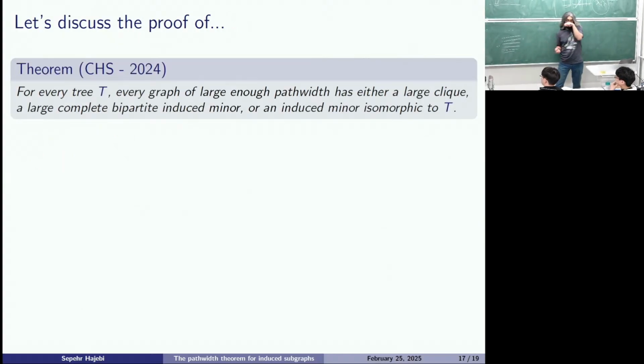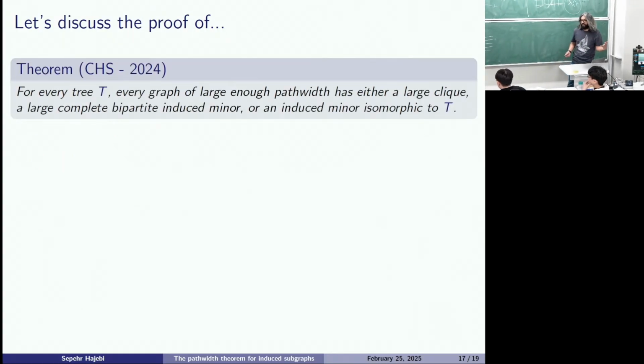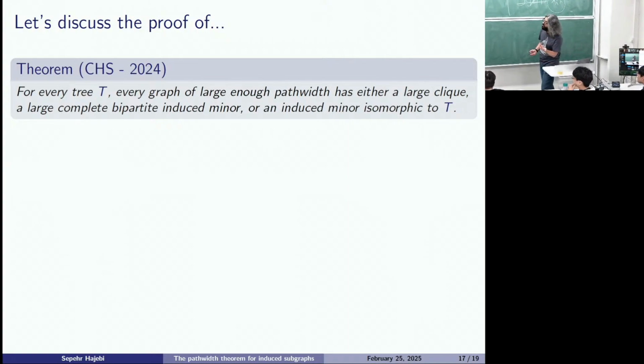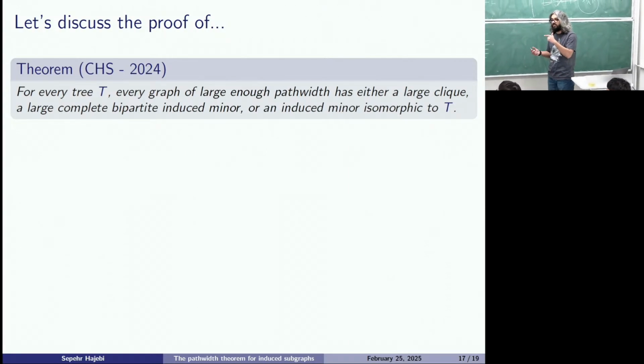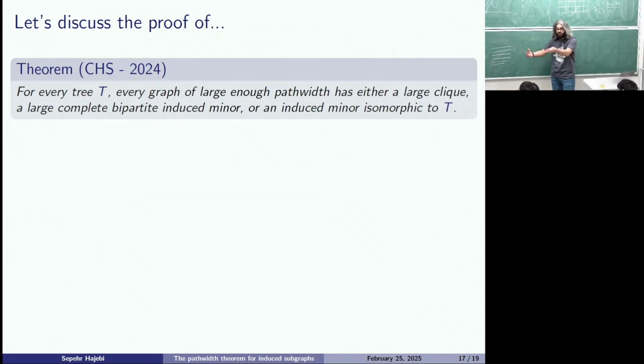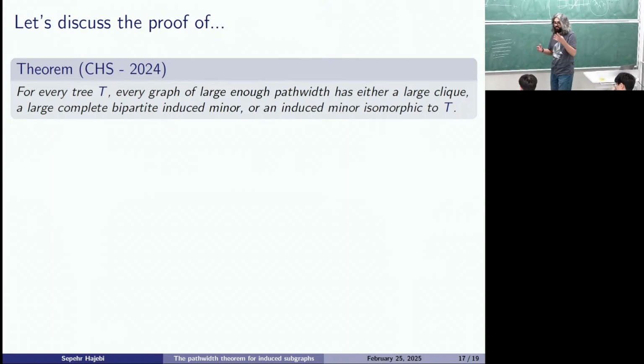So the first step tells you that if you have a graph of sufficiently large pathwidth, then it contains either a big clique or a big complete bipartite induced minor, or it contains some subdivision of a large binary tree or the line graph of it as an induced subgraph. And containing a subdivided binary tree or the line graph as an induced subgraph is qualitatively the same as containing a big tree as an induced minor. This is something you can easily check.